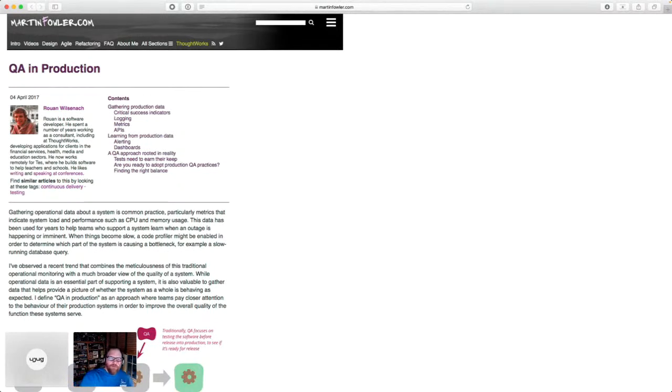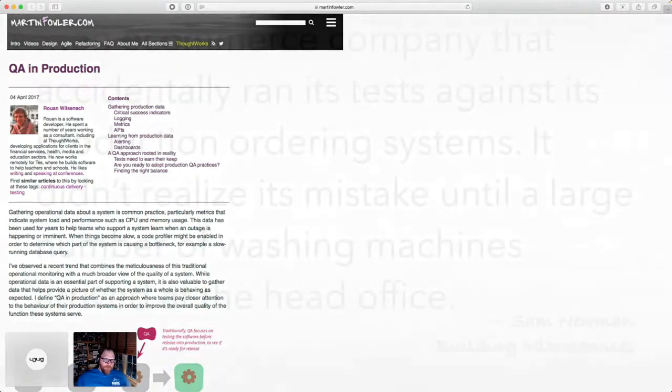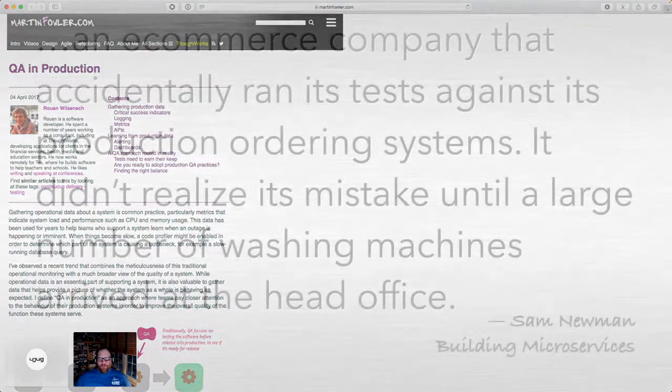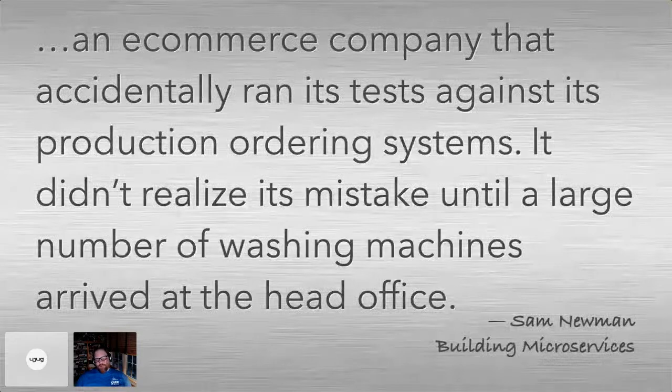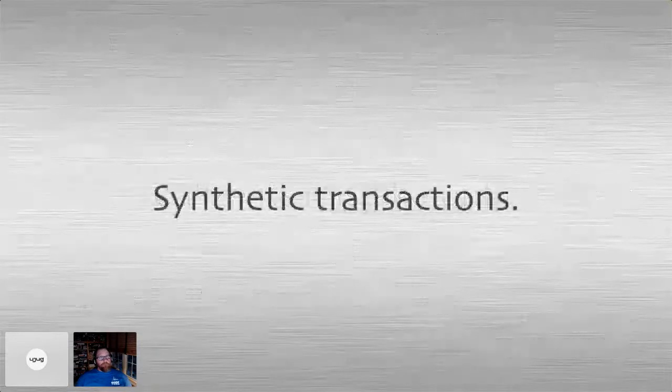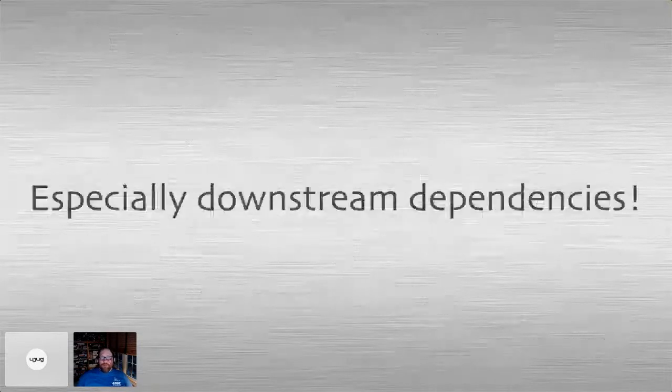If you are going to do this, make sure that anything that comes through is a synthetic transaction, or else you end up where Sam talks about in the first edition of his microservices book. Oops, a whole bunch of washing machines showed up at the head office because they were running the tests against the production ordering system and didn't realize that and didn't have synthetic transactions in place. And of course, make sure everyone knows you're doing it, especially downstream dependencies.